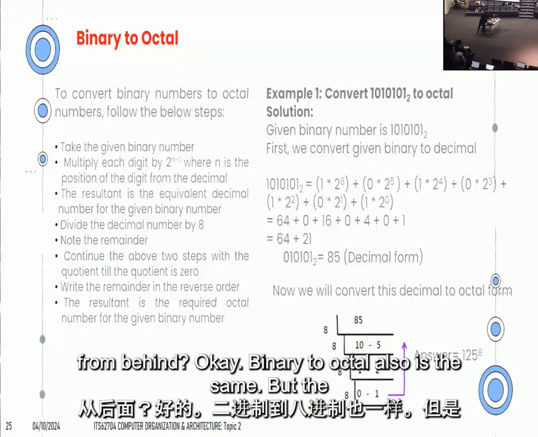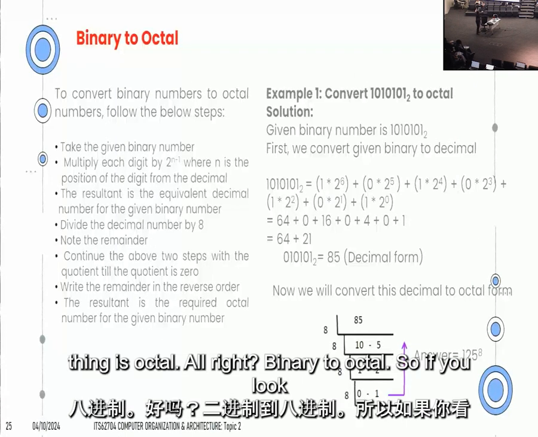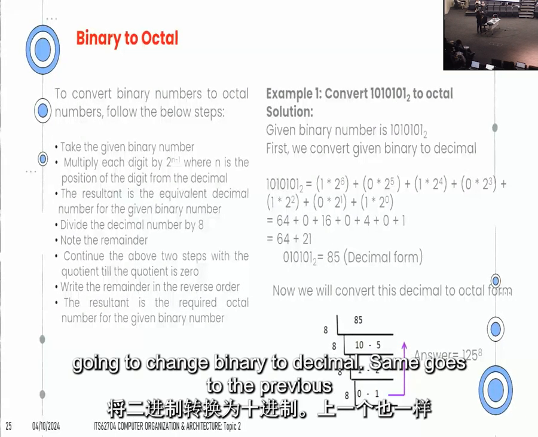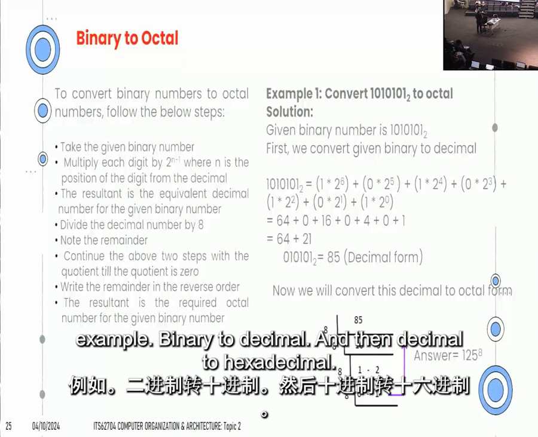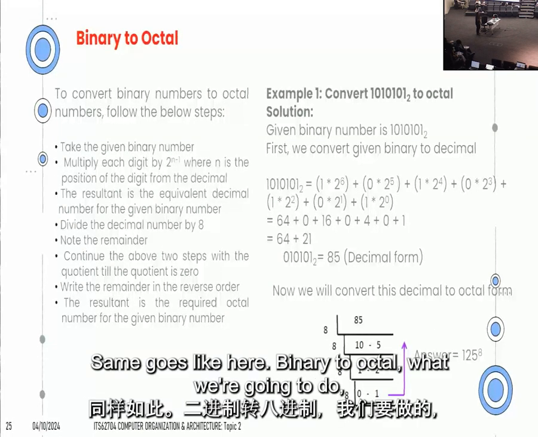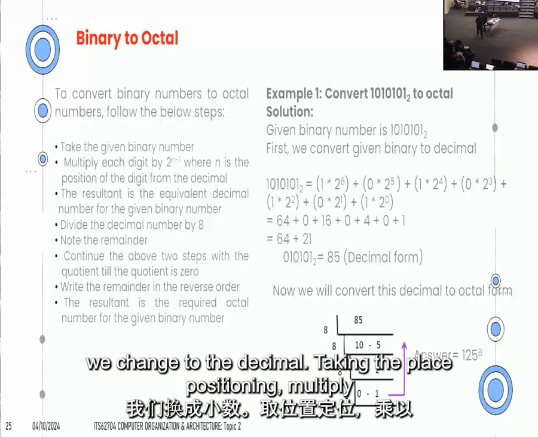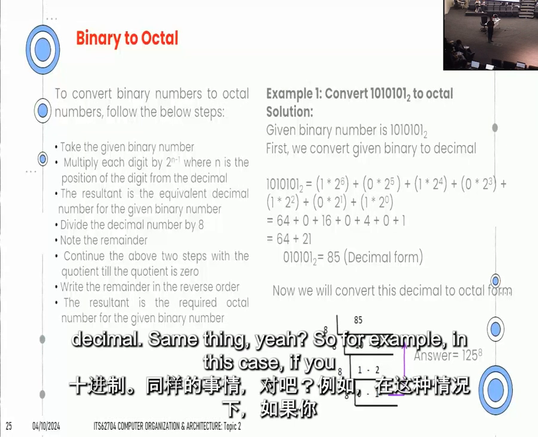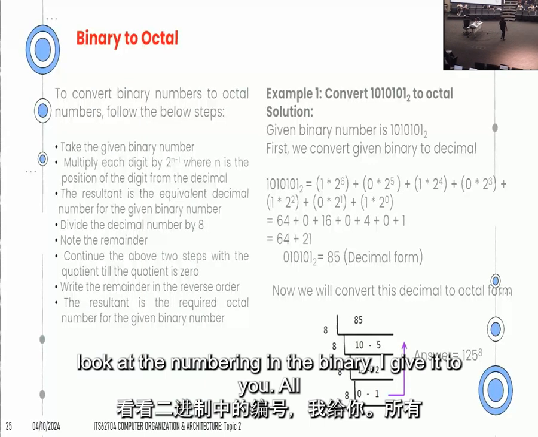Binary to octal is also the same. If you look at this one, we have 2 operations. In the first place, I change binary to decimal, the same as the previous example, and then decimal to the target base. Same goes here for binary to octal: we change to decimal, take the positioning, multiply by the positioning, total up the number, and then you get decimal. Same thing, yeah? So for example, in this case, if you look at the numbering in the binary, I give it to you.